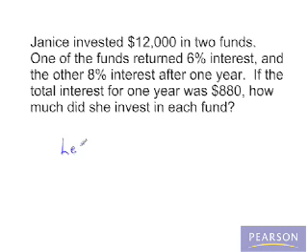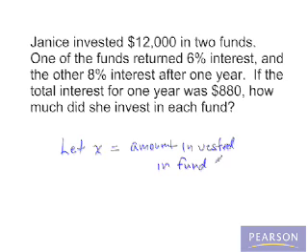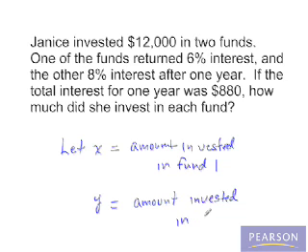So let's let X equal the amount invested in fund number 1, which is the 6% interest, and let's let Y equal the amount invested in fund 2, or the 8% fund. And again, we're going to construct a chart here to help us organize the data.